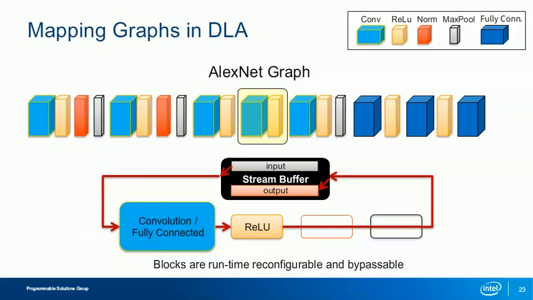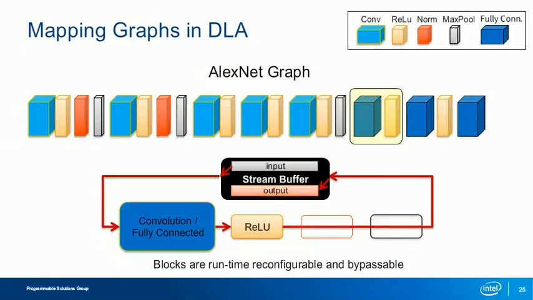We will continue the execution for the fourth layer. Again, LRN and maxpool are bypassed, and the stream buffer input and output swap. For the fifth convolution layer, the LRN is still set to bypass, but the maxpool is again enabled, and the stream buffer data is again processed.